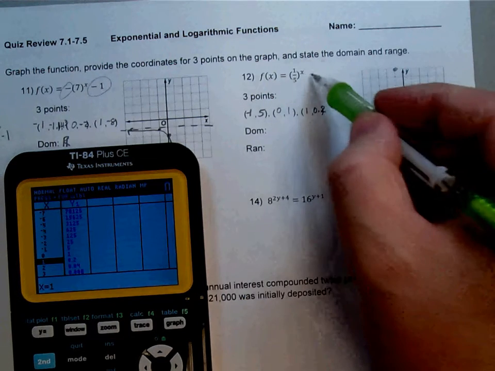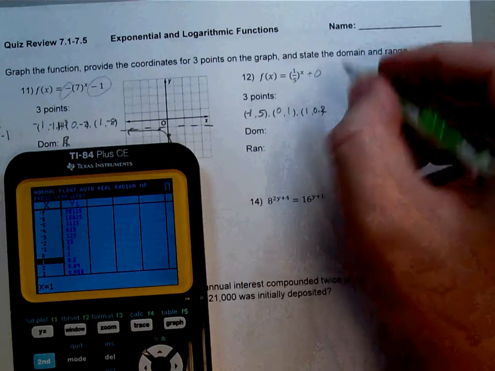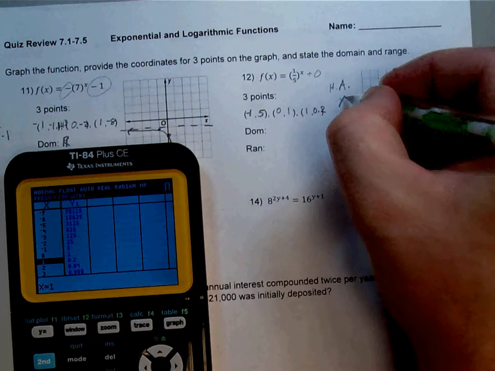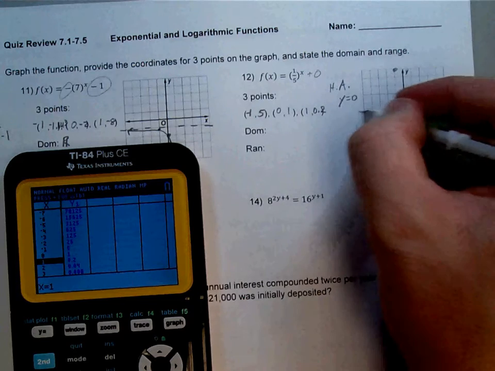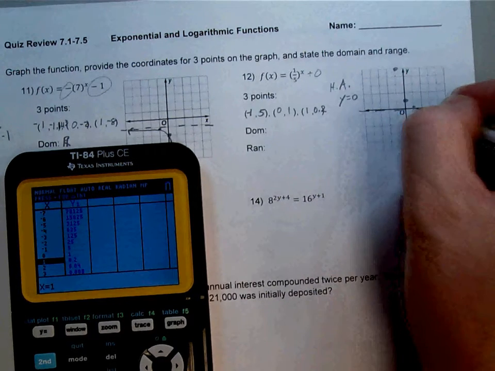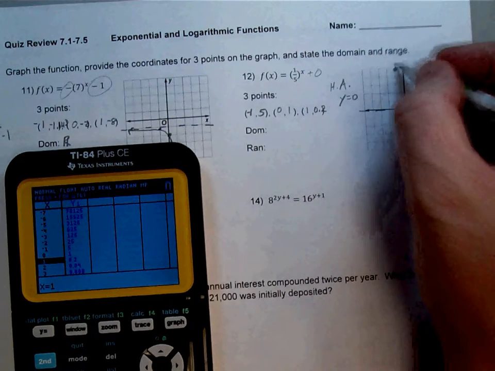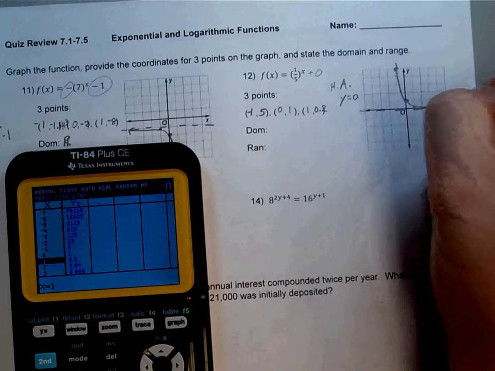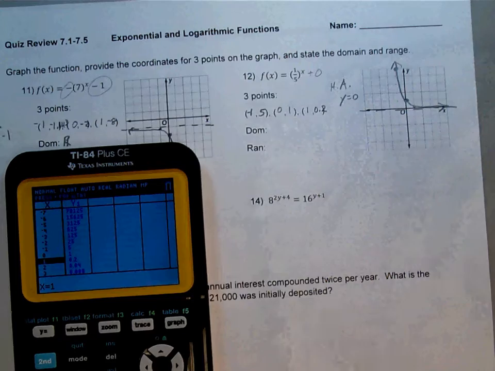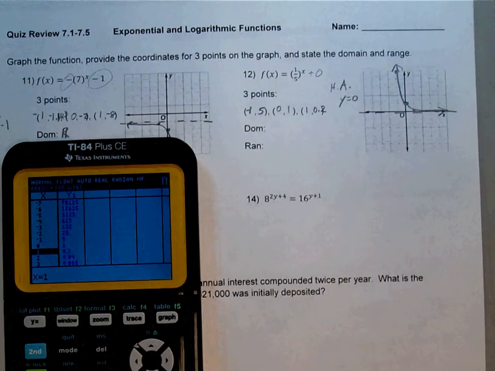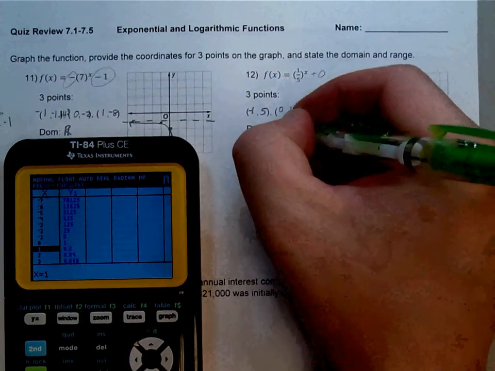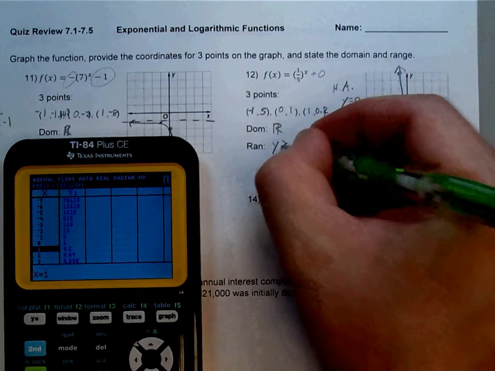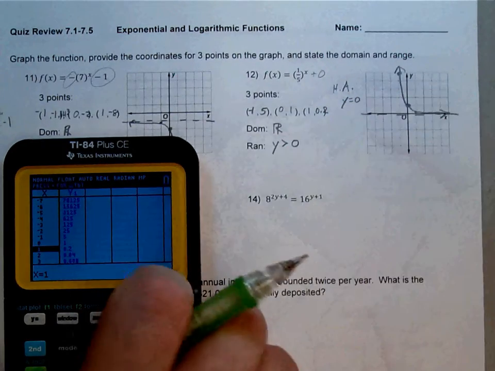In the k value, notice there's no number added at the end, so it's really a 0. So my horizontal asymptote is the line y equals 0. So we've got to hit our points, curve, and then follow that asymptote out. Our domain can be anything, so all real numbers. Our range, it's above that, so y is greater than that k value, which is 0.